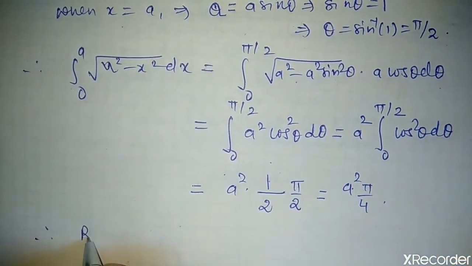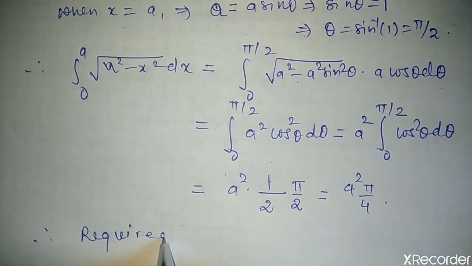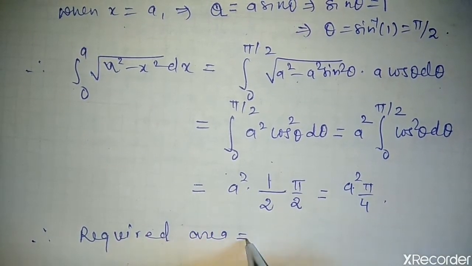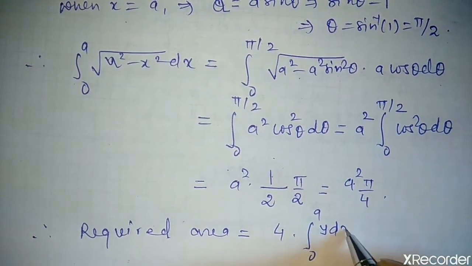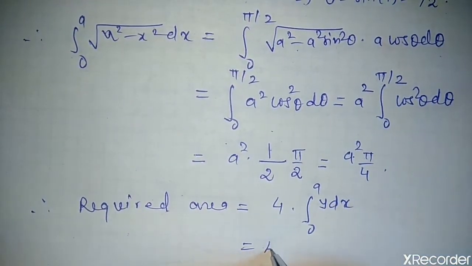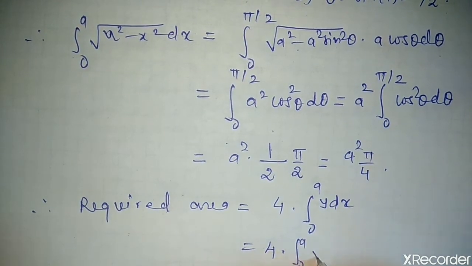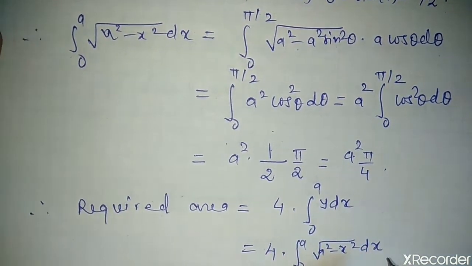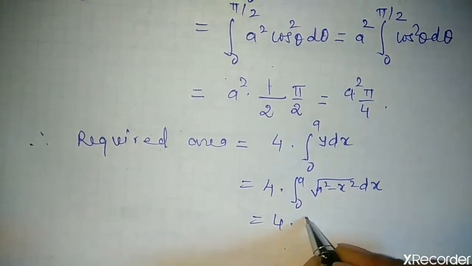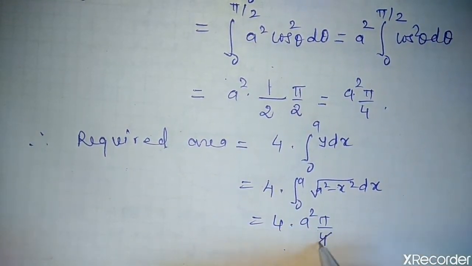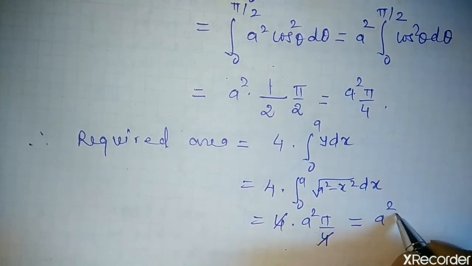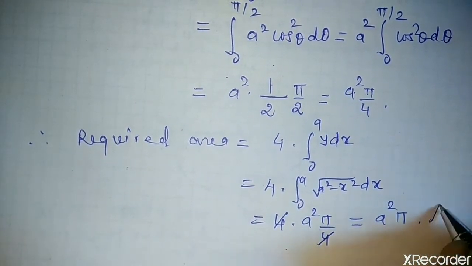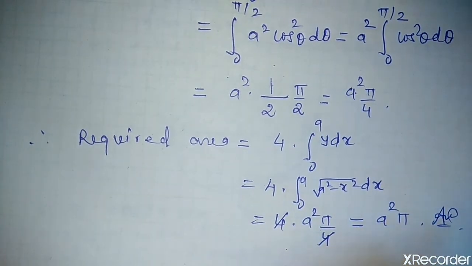Therefore, the required area is equal to 4 times the integral from 0 to a of y dx, which is 4 times the integral from 0 to a of root over a square minus x square dx, and this value is 4 times a square pi by 4. The 4 and 4 cancel, so we have the value as pi a square. Therefore, this is the answer.